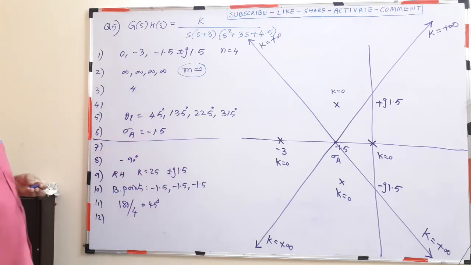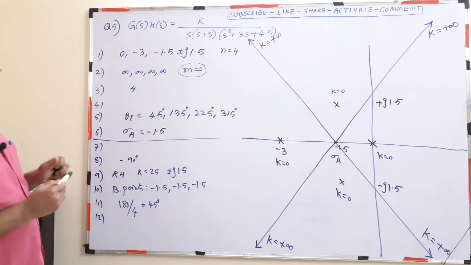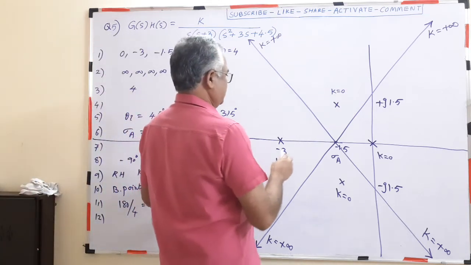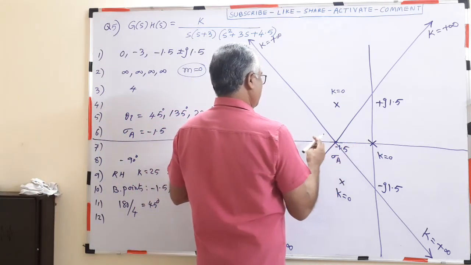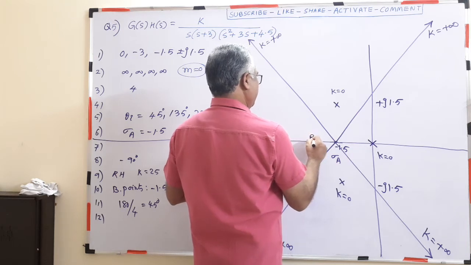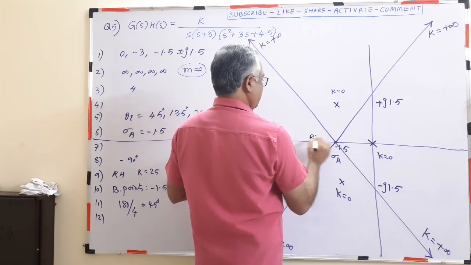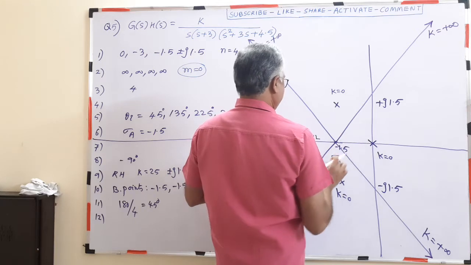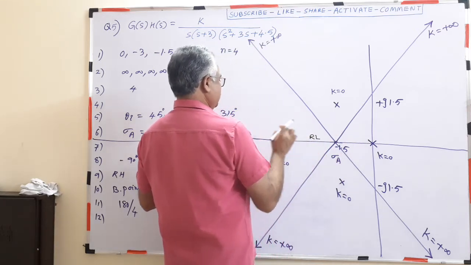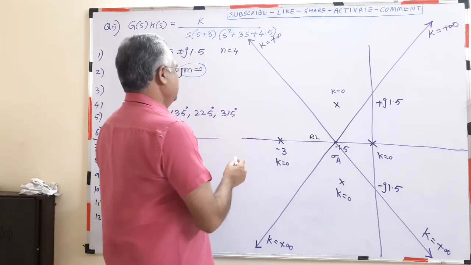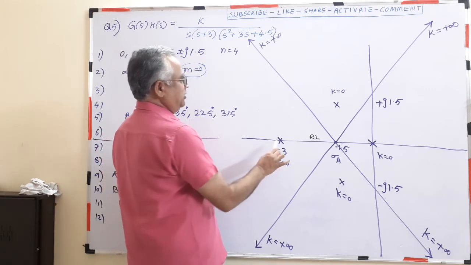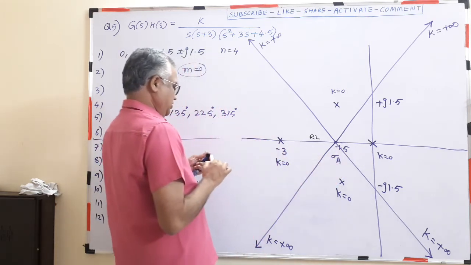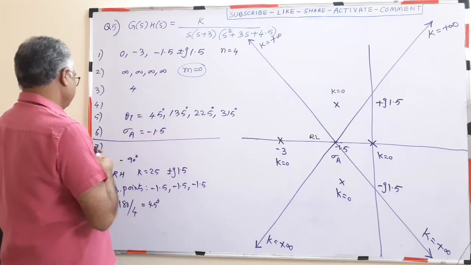Then seventh one is root locus on the real axis. So between these two poles, what is existing? Only root locus, because to the right of this section there is only one, which is an odd number, so root locus exists. CRL anyway we are not plotting. So this is going to be the compulsory root locus. Seventh is over.